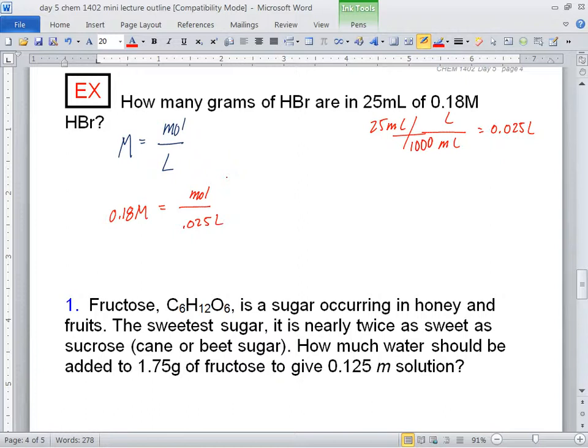Solve for your moles. See if you can finish it. Solve for your moles. Then Mia told us how to get to grams. Do you remember what you said, Mia? Oh, I said the mole. I know you said mole bridge. Molar mass, right.